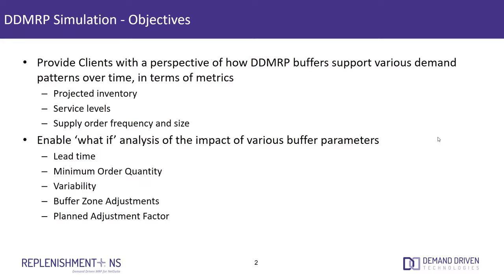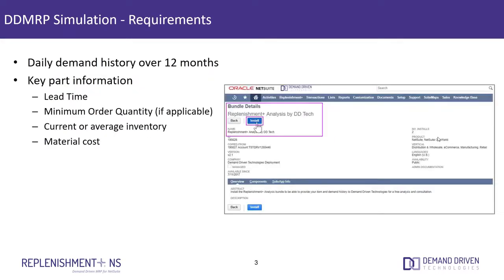To do this, we really only need some simple data points. We need demand history over 12 months. So if you're a NetSuite user, it's very easy. We've made it very easy for NetSuite users to give us this information. We actually have in the Suite Bundler on the NetSuite inside your environment, you can go and search for Replenishment Plus Analysis and go ahead and install that, and it will spit out two CSV files that give us the data we need to do the simulation.